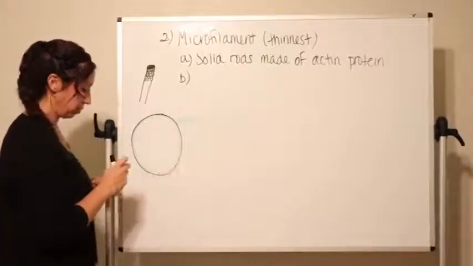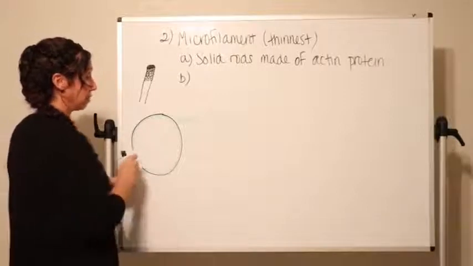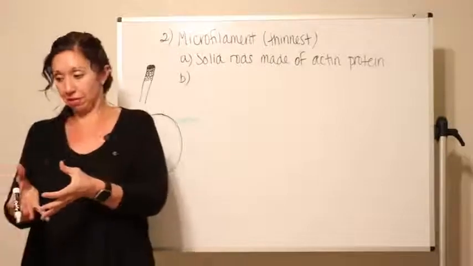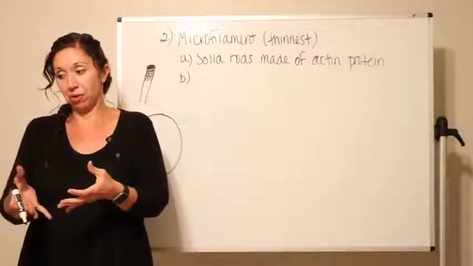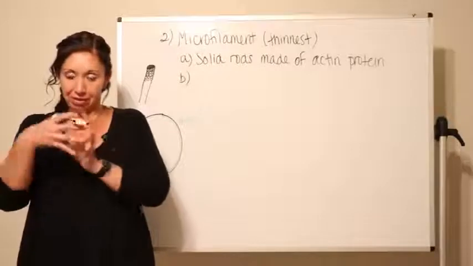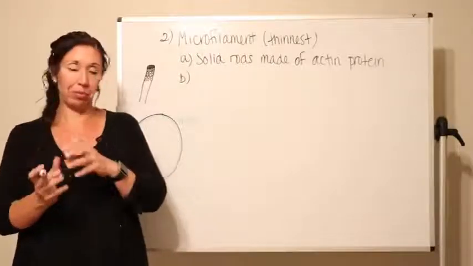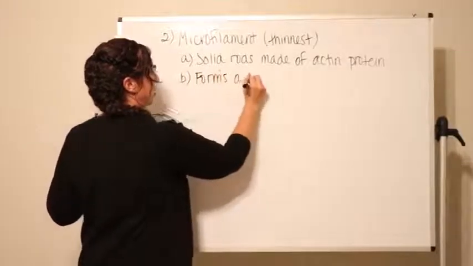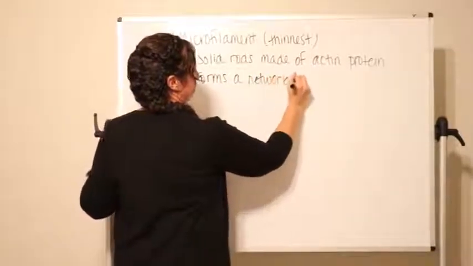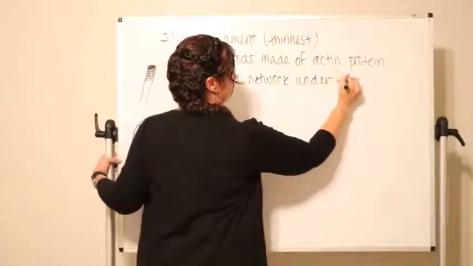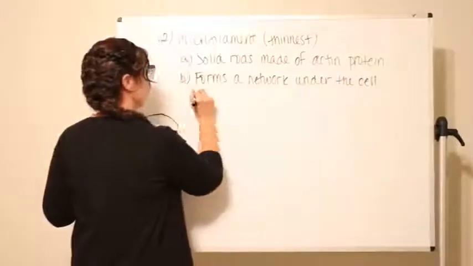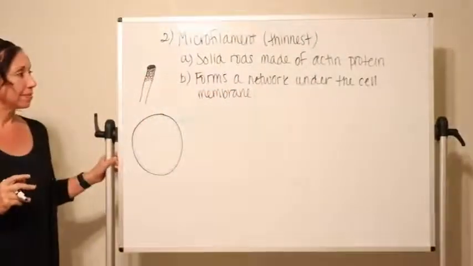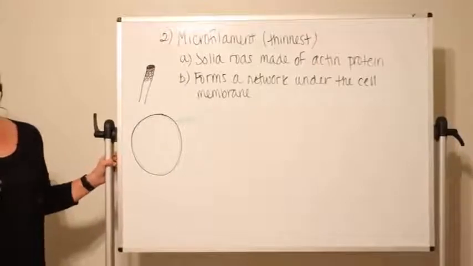So you could assume what the role of the microfilament is. This is what gives you that shape, if you will. It forms the 3D network inside the cell membrane. So it forms a network under the cell membrane.